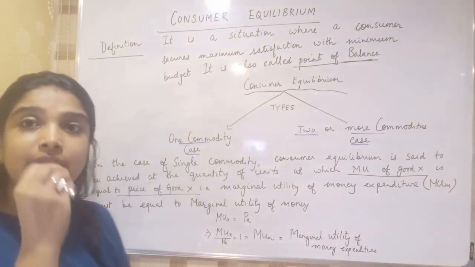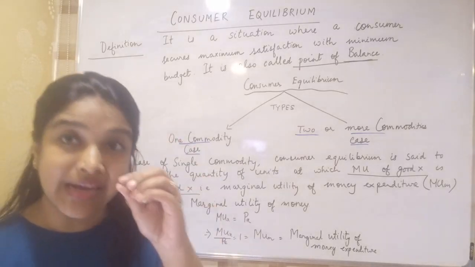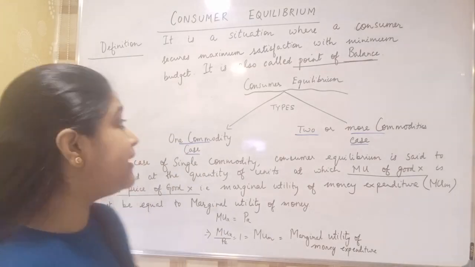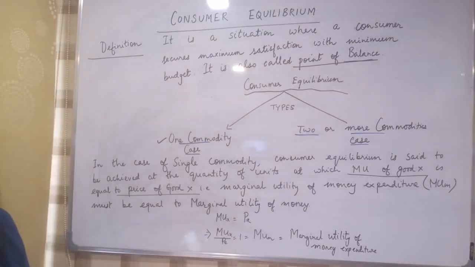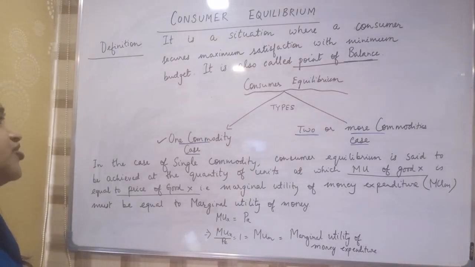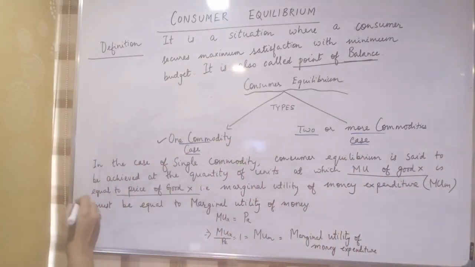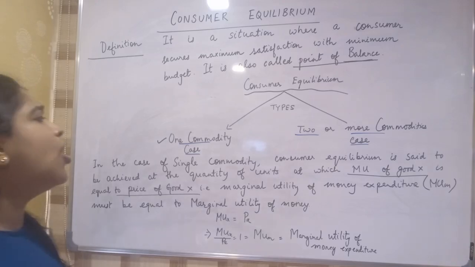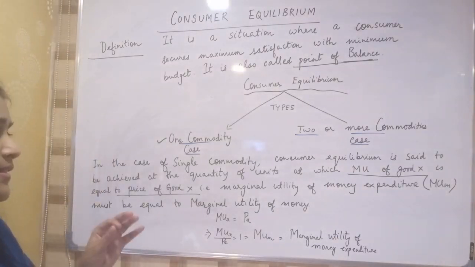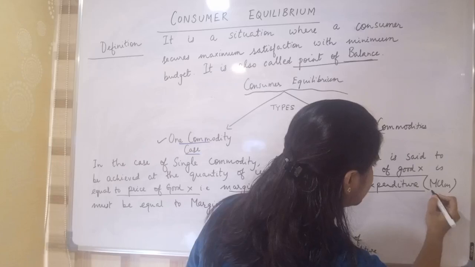So what is the point of equilibrium, or how does a consumer derive equilibrium under such a condition when he is only going to purchase one commodity? In case of a single commodity, consumer's equilibrium is said to be achieved at the quantity of units at which MUx, that is the marginal utility of good X, is equal to the price of good X, that is the marginal utility of money expenditure, that is MUM. This is a new term for you all, marginal utility of money expenditure.